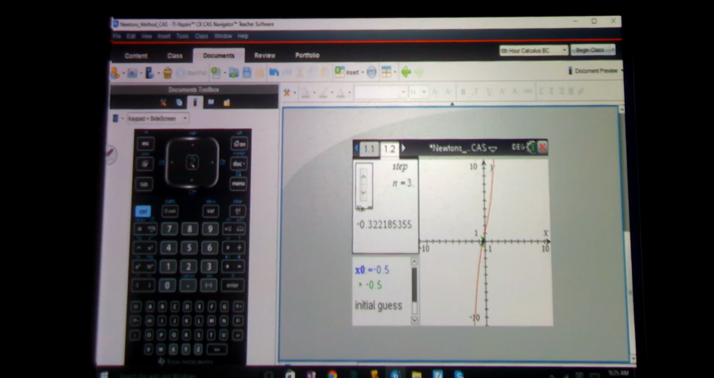Okay, so obviously the program is the easiest way to do this, and yes, you are allowed to use programs on the AP test. So that is the easiest way to do that one.